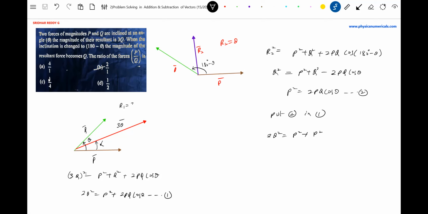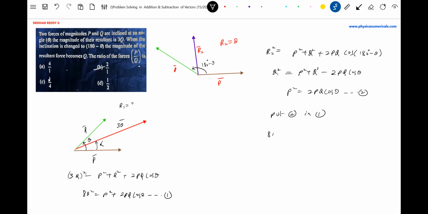Okay, got it. 3Q square will become 9Q square. Let me redo it from here. 3Q square will become 9Q square. 3 square should be 9. 9Q square plus Q square will become 10Q square. Okay, fine. I think we'll get it.